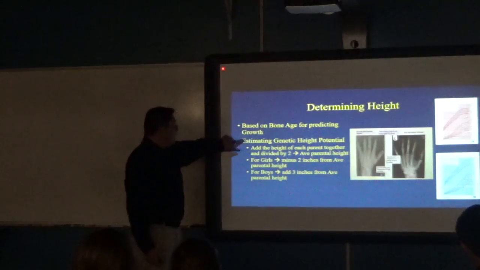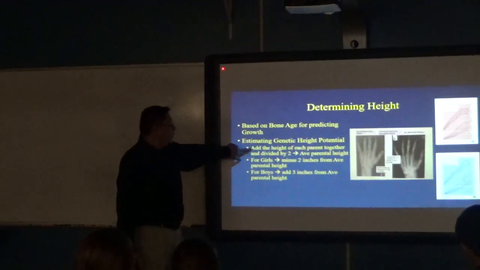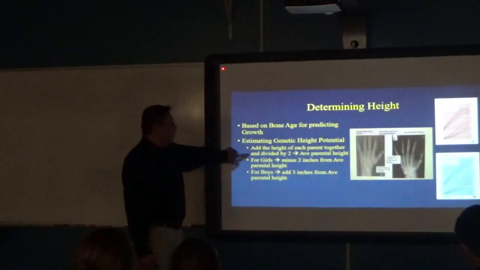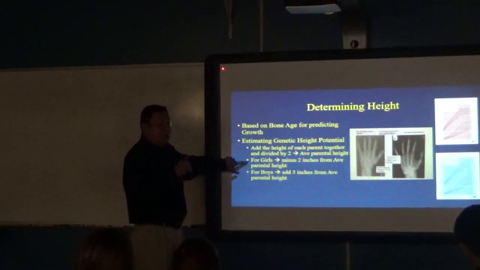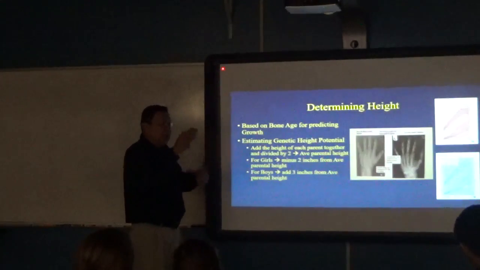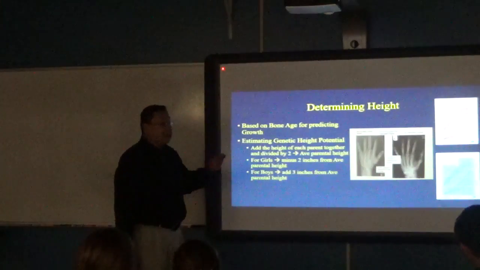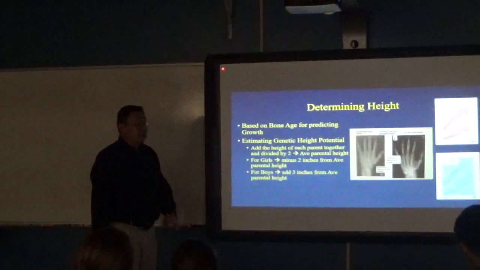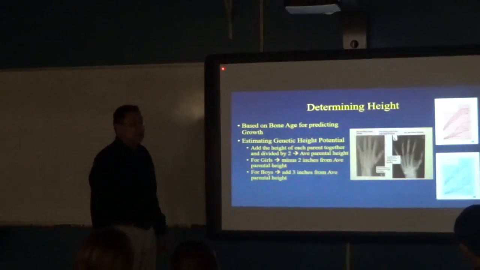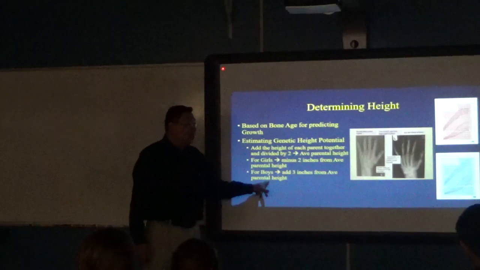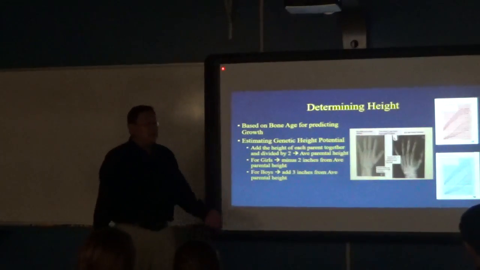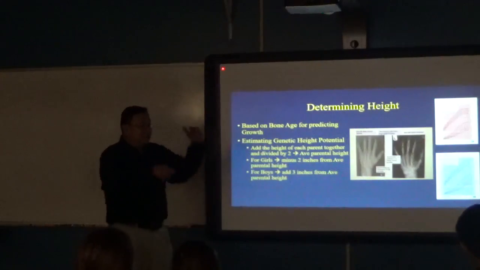Okay, this is an estimate here. You add the height of each of your parents and divide by 2, that's your average parental height. For girls, minus 2 inches from that, and that can give you an idea how tall you're going to be. For boys, add 3 inches. Any questions on this formula? It's very simple. You can go home and ask your folks how tall they are, do the calculation, add 3 inches for the guys and minus 2 for the ladies, and see if you fit that pattern.